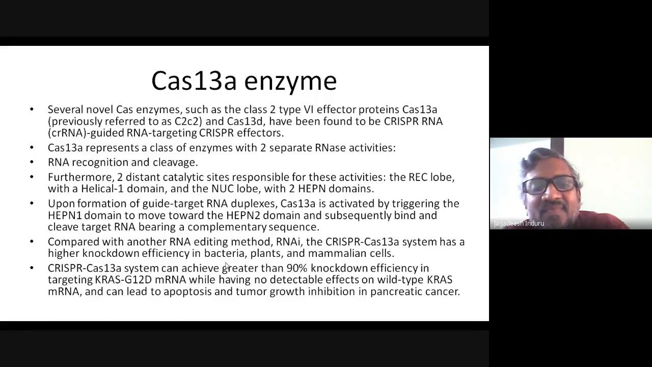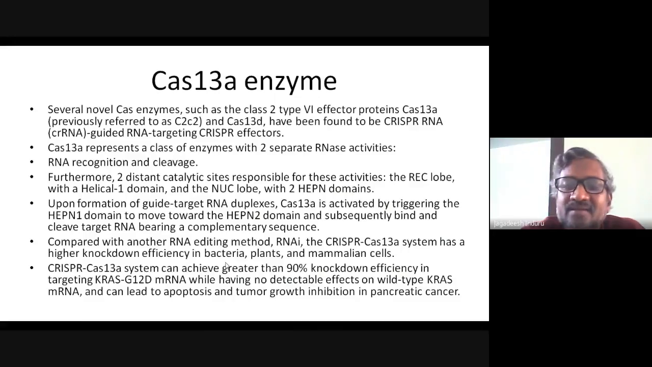The CRISPR-Cas13A system can achieve greater than 90% knockdown efficiency in targeting KRAS G12D mRNA while having no detectable effects on the wild type KRAS mRNA. So it can lead to apoptosis and tumor treatment. This KRAS G12D mRNA is more prevalent in the case of tumors. And this particular CRISPR-13A system is not linked to your normal wild type KRAS mRNA. So you can have the specificity to kill the cancerous cells, and it is especially being used in the inhibition of pancreatic cancer.